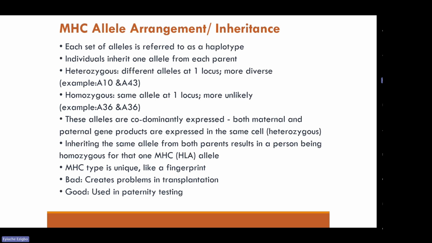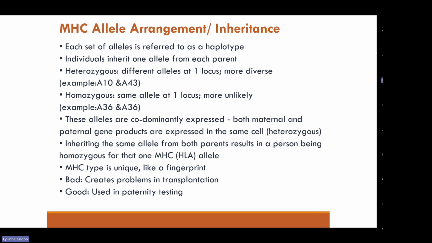So for the MHC allele arrangement or inheritance, each set of alleles is referred to as a haplotype. Individuals inherit one allele from each parent. Heterozygous, different alleles at one locus, is more diverse, okay?